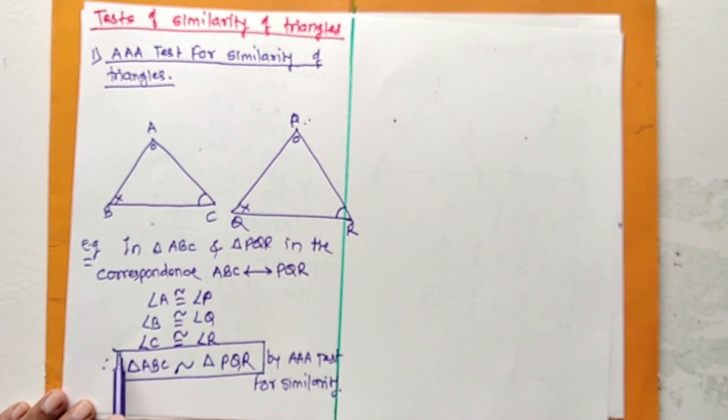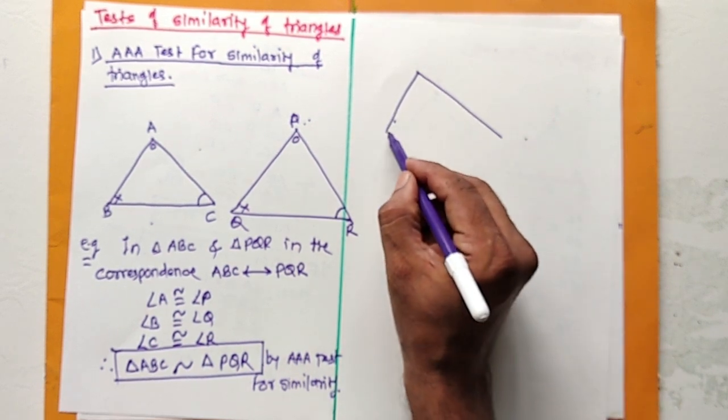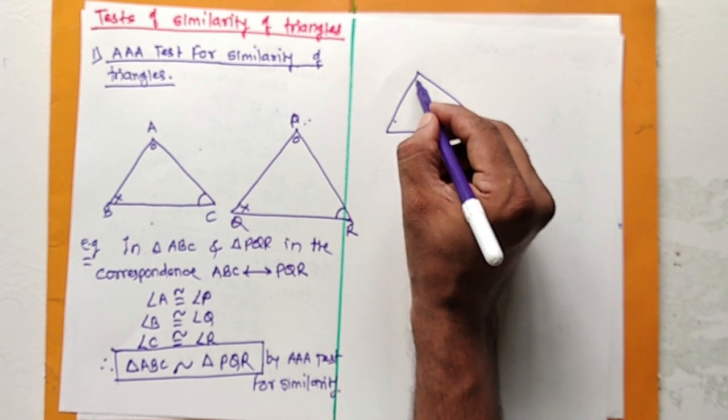If the corresponding angles of two triangles are congruent, then the two triangles are similar. But we know the angle sum property of a triangle: the sum of the three angles of a triangle is 180 degrees. If we are given the measure of two angles of a triangle, then we can find the measure of the third angle.